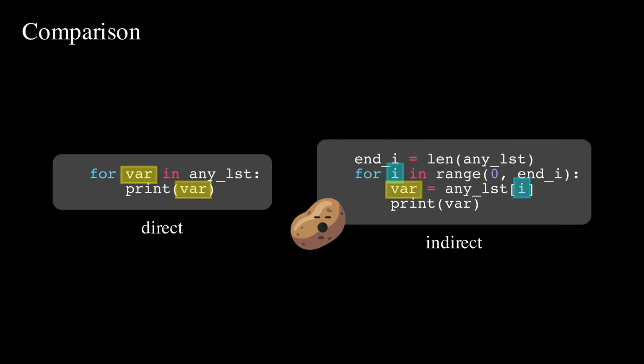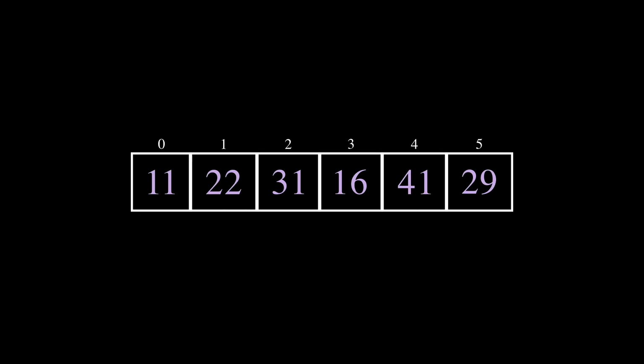Potato's like, the indirect method is so inefficient. Why would anyone ever want to loop over a bunch of indices? Just do it directly. Thank you, Potato. That's indeed a very good question. It turns out looping over indices has the advantage in certain cases.